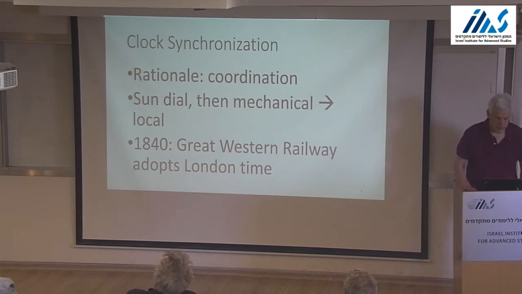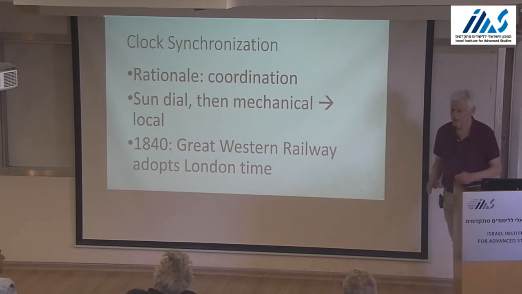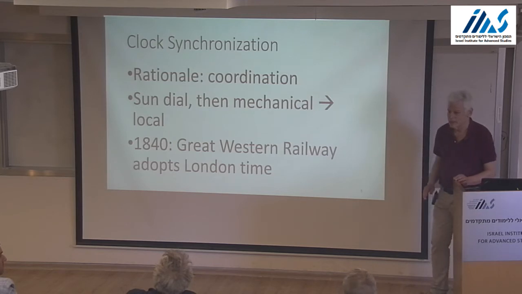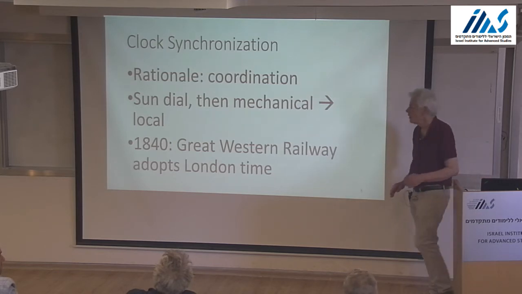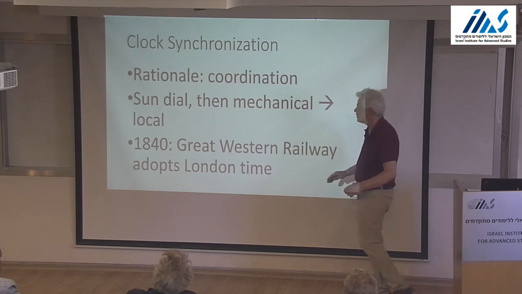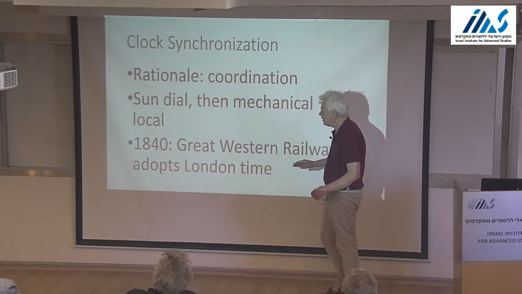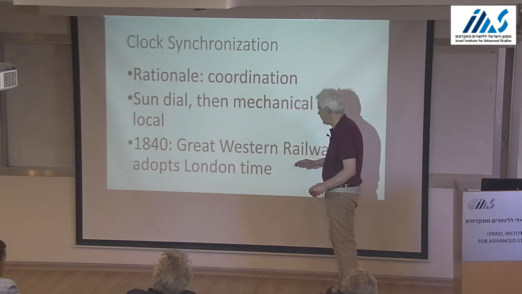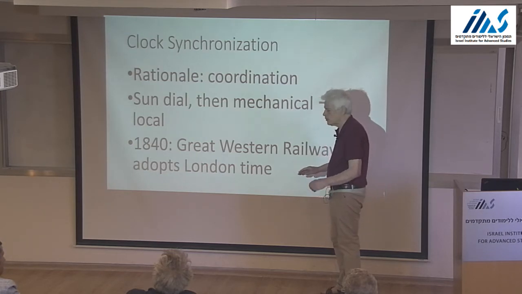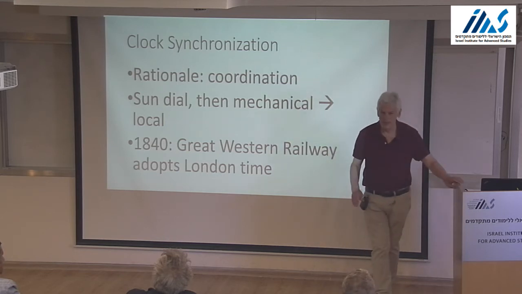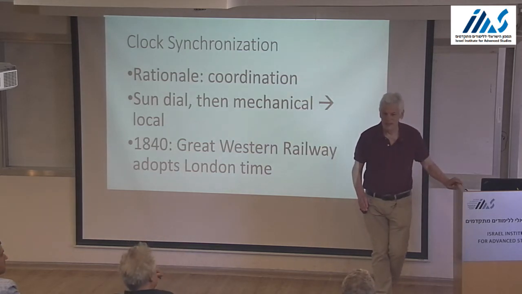Let's talk about clocks. So you want to use the clocks for coordination, not to be between you and your lunch and myself and my lunch. So originally there was a sundial and mechanical clock. They're both local. It was only in 1840 that the Great Western Railway adopts London time, and it would go to Manchester and other towns, and then you need the same clock. When you think about this, which is the master clock? There's no obvious answer.